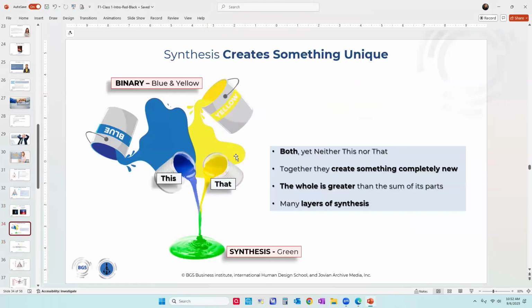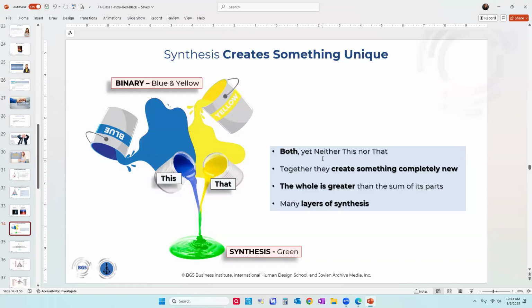So the synthesis creates something unique. This binary idea is, okay, well, we have blue, we have yellow. We have the conscious, we have the unconscious, we have this and that. We have the healthy, we have the unhealthy, the conditioned, the not conditioned, the self, the not self. We can do this all day long because we live in the binary. This is the human experience.